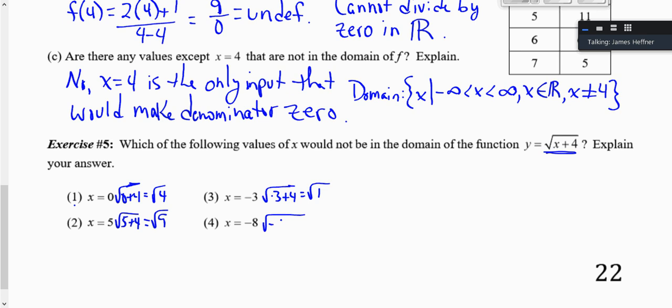This one, negative 8 plus 4. That'd be the square root of what? Negative 4. That's a problem, isn't it? Okay? So in other words, x cannot be less than negative 4. That makes sense to you guys?